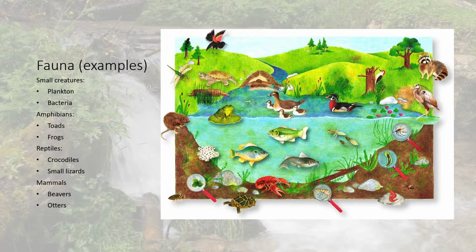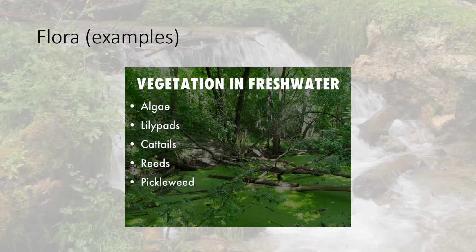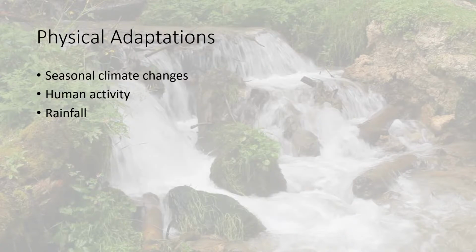As I mentioned earlier, the flora and fauna of this biome are greatly influenced by where the freshwater is located. But these are common examples of creatures you may see at a freshwater habitat. Plants and animals that inhabit this biome must adapt to seasonal climate changes, human activity, and rainfall. During the winter, the water may freeze, so most of the flora species become dormant, while some of the fauna species migrate or hibernate.